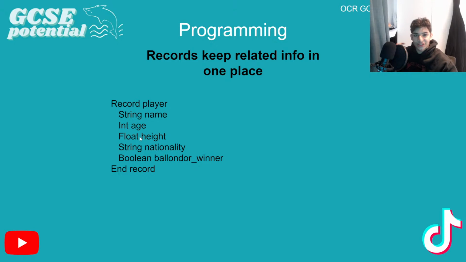The data type you also have to declare beforehand. So it will only accept a string as the name, only an integer as the age, a float for the height, a string for the nationality, and a Boolean for Ballon d'Or winner, because you can either be one or you can't. And it ends the record there. So let's say we want to make a new record for a player. We can have Ronaldo. We could say his name is Ronaldo. His age is 38.